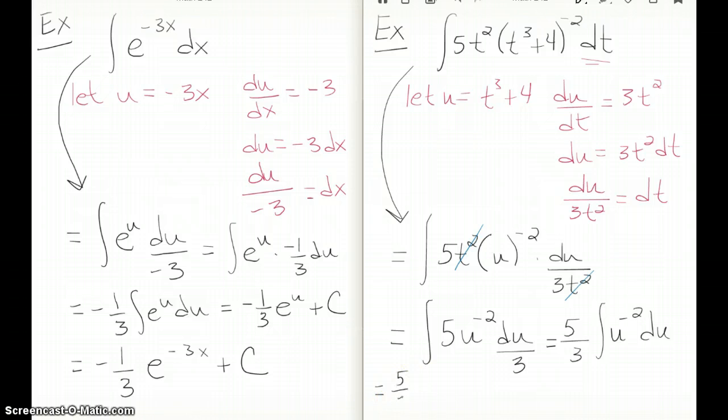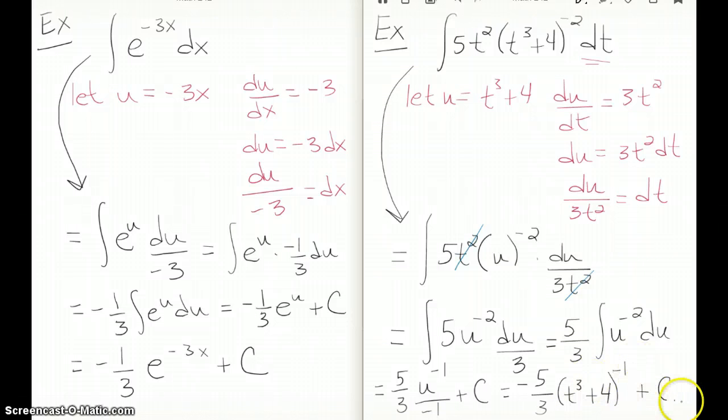So this is 5/3. What's the antiderivative of u to the negative 2? Well, that's a power. We have to reverse the power rule, right? So let's add 1 to this power. Negative 2 plus 1 is negative 1, divided by a new power of negative 1, and we add our constant of integration. Okay, we're not done. We have to replace that u with our choice of u up at the top. And that negative 1 can go up front with the constant, so I have negative 5/3. And then we can write, what is u again? It's t to the third plus 4, all that raised to the negative 1, plus c.